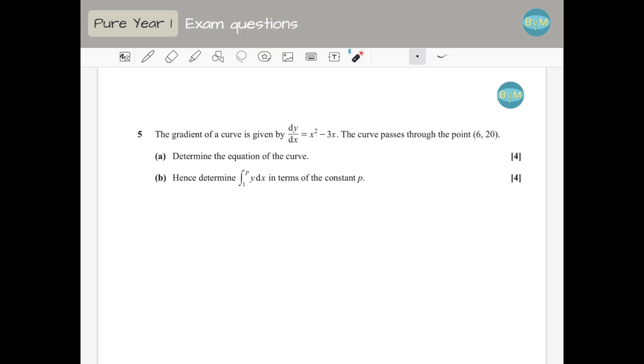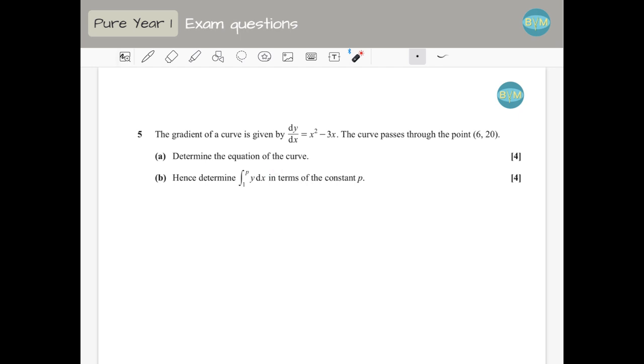Hello, this is question 5 on your OCR Paper 1 from June 2022, the AS paper. The gradient of a curve is given by this function here. The curve passes through the point (6, 20), and we have to determine the equation of the curve.